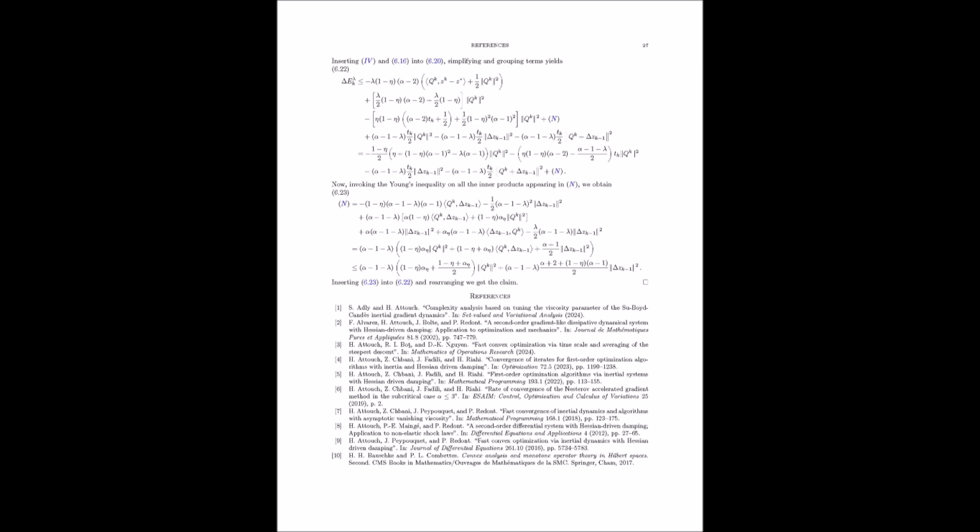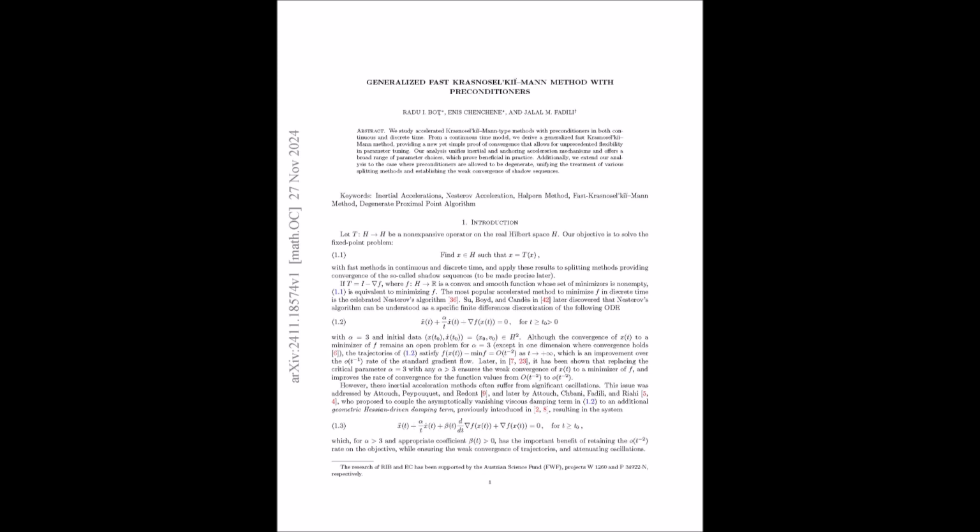So tell me, how does this generalized fast Krasnosel'skii method work? Well, it all starts with a continuous time model. It's described in equation 2.1. This equation shows how a system changes over time, always moving towards a fixed point. So it's like watching a ball rolling down a hill. Eventually it settles at the bottom. That bottom point would be our fixed point.